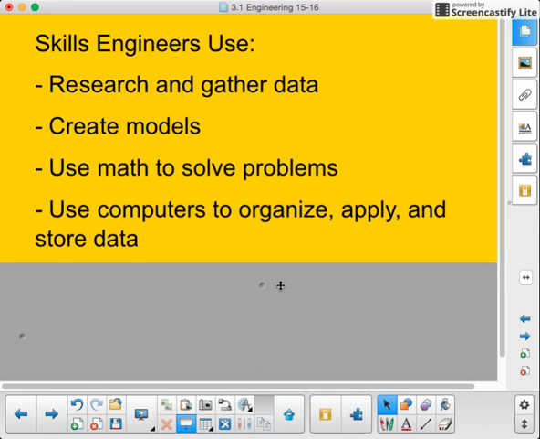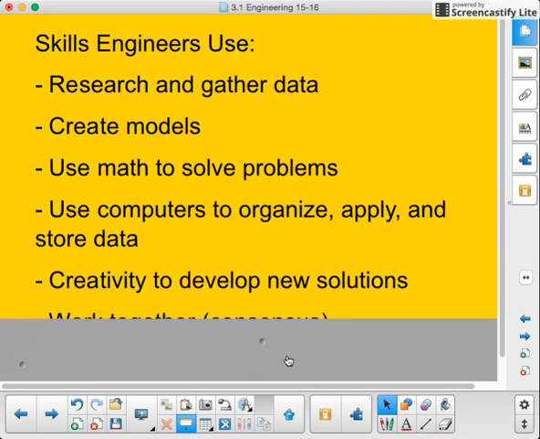In the last unit, we talked about making data tables and graphs, and that's something that you would expect an engineer to do a lot of. And then they need to be creative to come up with new solutions, like that trebuchet we read about on page 116. That was a creative solution to a problem of wanting to attack a city with high walls.